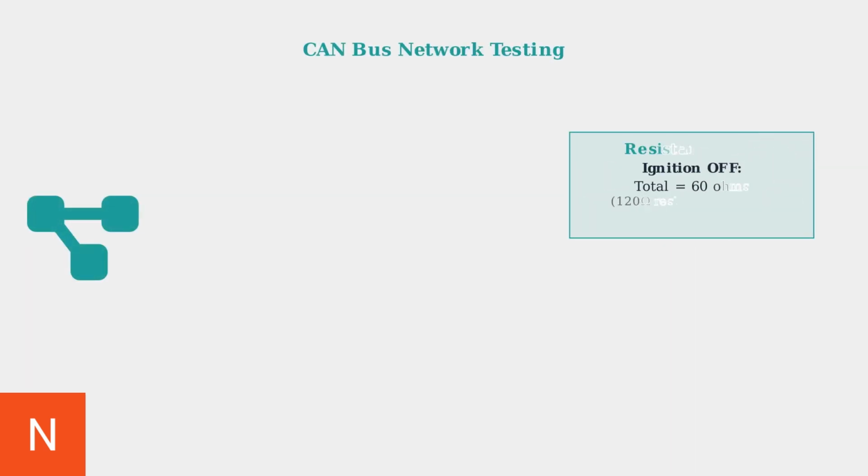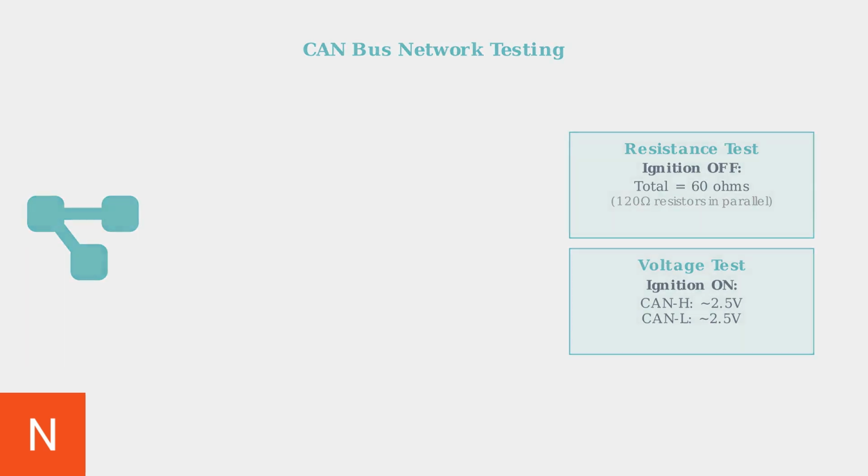Next, test the CAN bus network itself. With the ignition off, total network resistance should measure 60 ohms. This indicates proper termination resistors are present at both ends of the network. With ignition on, both CAN H and CAN L lines should read approximately 2.5 volts. This indicates the network is properly biased and ready for communication.